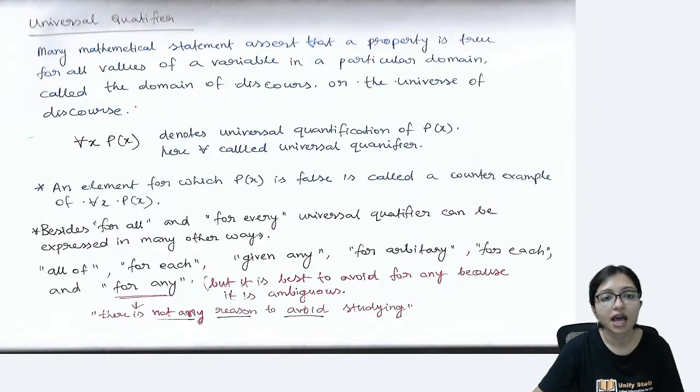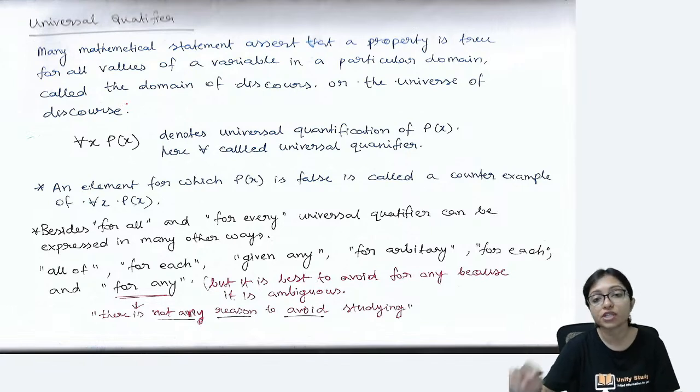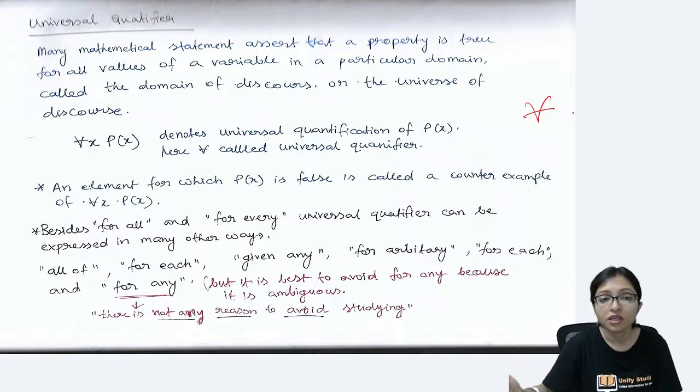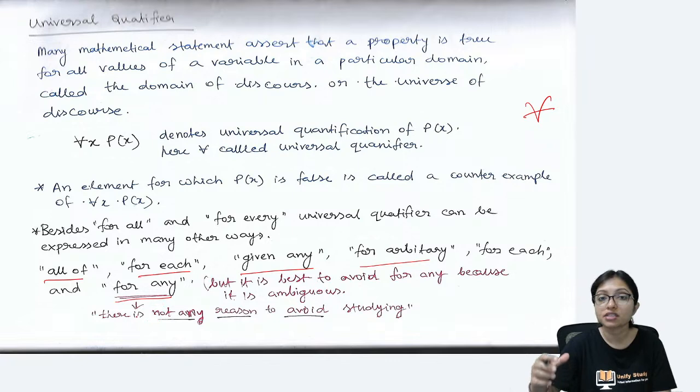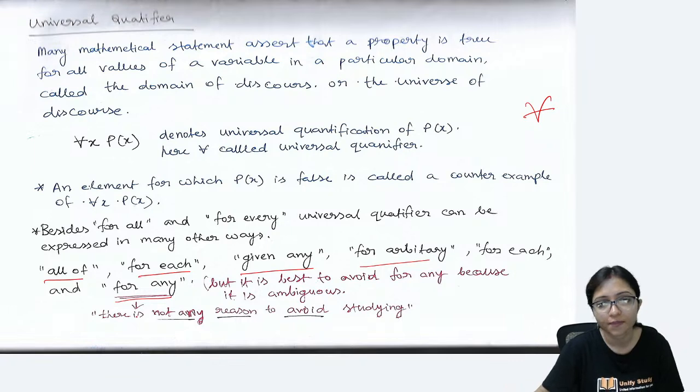So universal, how to write? There are different approaches, and the keywords, remember when I will use this symbol. What are the keywords? The keywords are all of, for each, given any, for arbitrary, and for any. Sometimes for any creates confusion. You have to understand the inner meaning of the sentence, then you have to go ahead. So you can see, for all P(x) denotes the universal quantifier of P(x), called the universal.